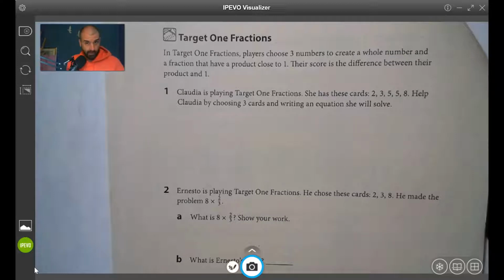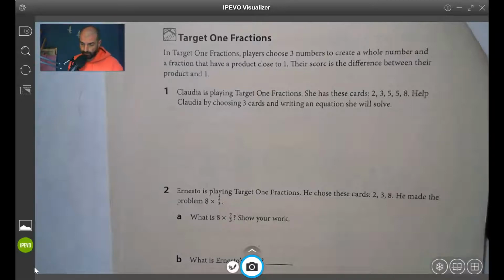So again, those three numbers, one creates a fraction, the other one is a whole number, and then we multiply those two things together. And again, we are wanting to get as close to one as possible. So when you get your result, your product after those two factors being multiplied together, then you find the distance from one, and that's your score.